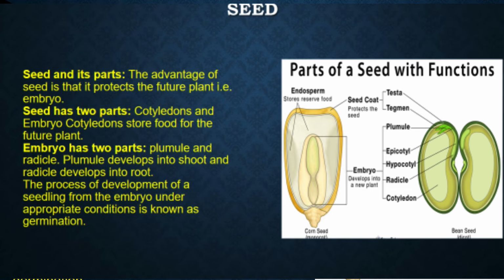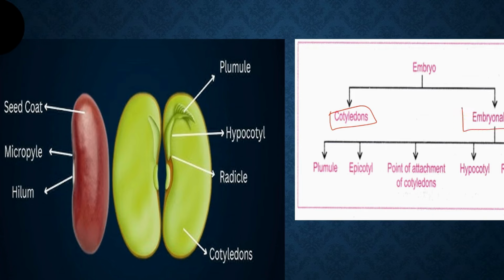So we have the different parts of the seed. The embryo can be classified into two parts: one is the cotyledon and the other is the embryonal axis. The embryonal axis consists of the plumule and radicle. Then we have the epicotyl, the hypocotyl, and the point of attachment of the cotyledons.